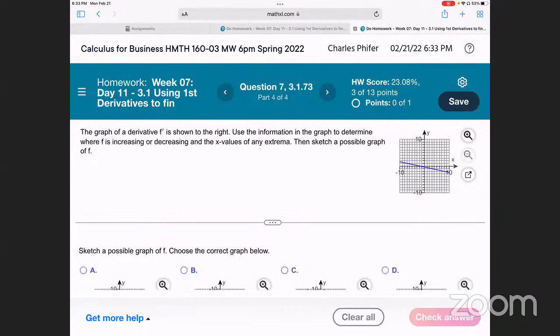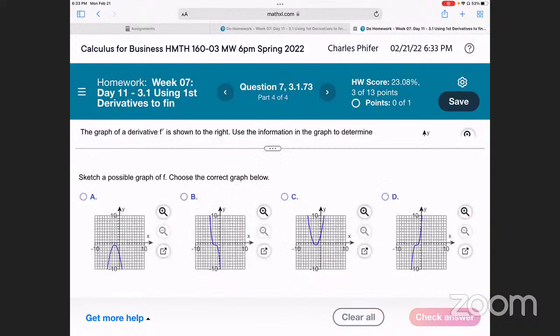A possible graph, right? So we said the original graph goes from increasing, and then it peaks when x is -2, and then it's decreasing. So increasing to decreasing, it can be A. I think it can only be A, because that's the only one that goes from increasing to decreasing and turns when x is -2. Right? So let's go with A and check.